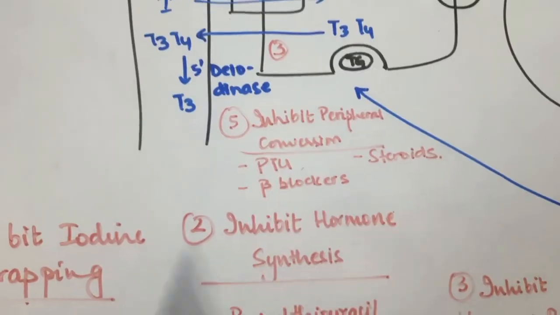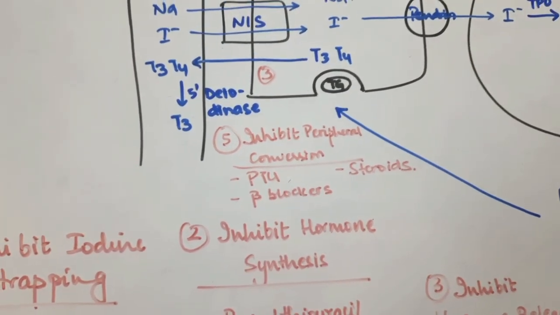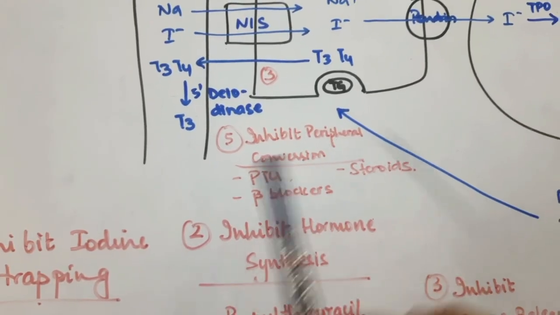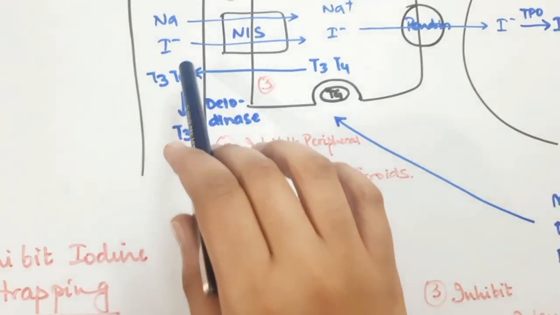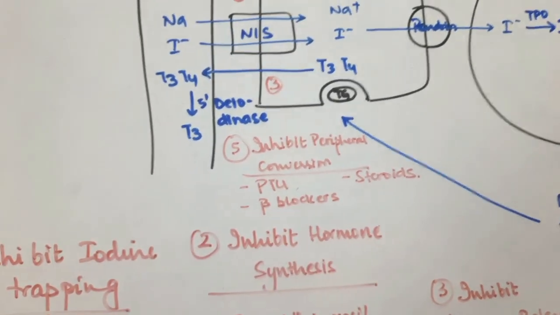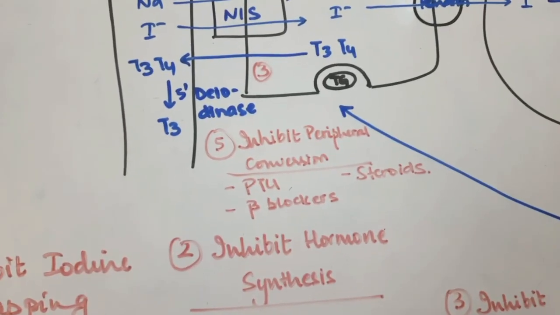Finally, we have one last group of drugs which inhibits peripheral conversion. So what is peripheral conversion? Peripheral conversion is conversion of the T4 hormone to T3. T3 is the metabolically active form. It is more active than T4.